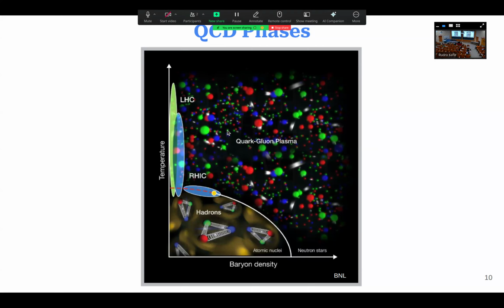You can study this phase of matter in different conditions, like in the Large Hadron Collider or in the Relativistic Heavy Ion Collider at Brookhaven National Lab. Also, you can study this matter in the core of neutron stars, where the density is really high. And there are many questions that are not answered in this QCD phase diagram, like the critical point. We don't exactly know where the critical point is, among many other questions.